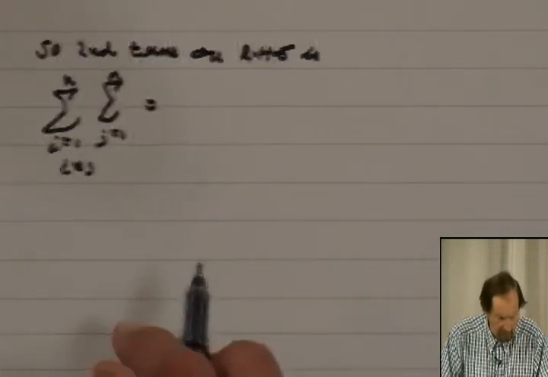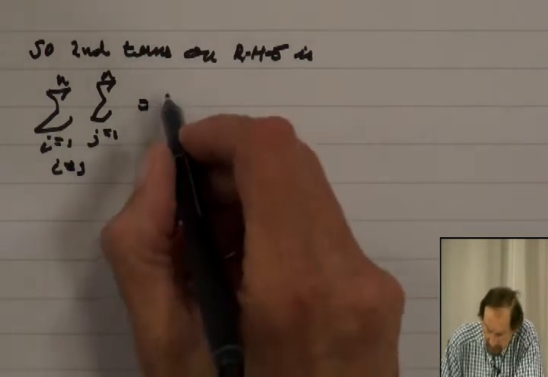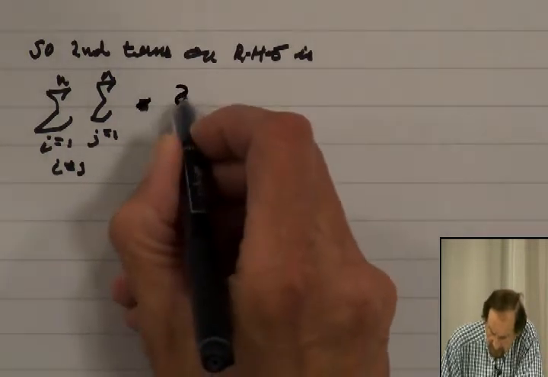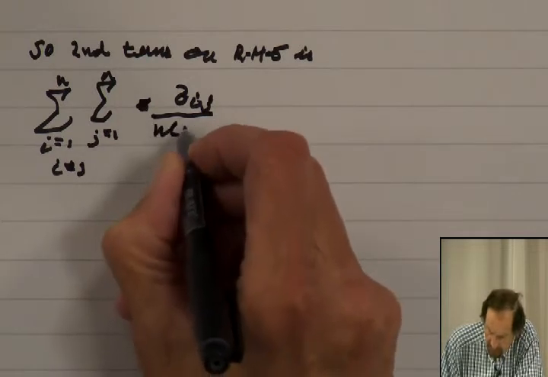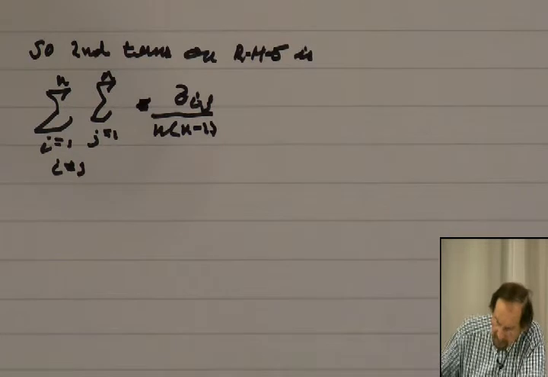I not equal to j of sigma ij. Let's not do this. Sigma ij over n times n minus 1. Now, let's look at this again.